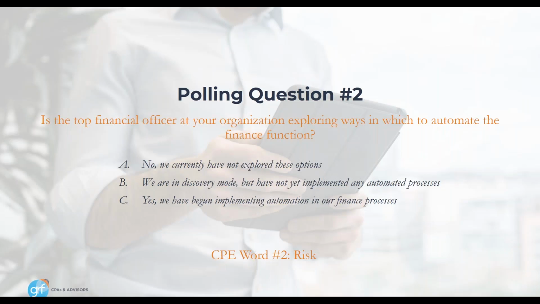Great, thanks, Tricia. And so with that, we've reached our second polling question, and it is: is the top financial officer at your organization exploring ways in which to automate the finance function? Is it A, no, we currently have not explored these options? B, we are in discovery mode but have not yet implemented any automated processes? Or C, yes, we have begun implementing automation in our finance processes? Please take a moment to answer.